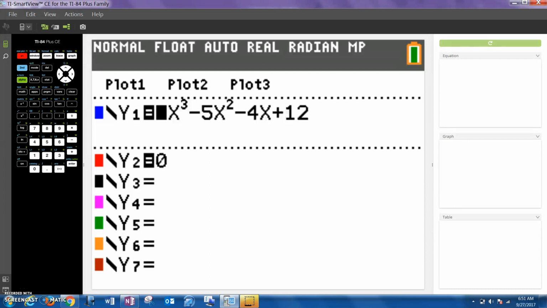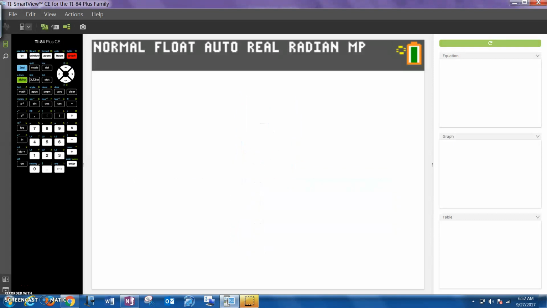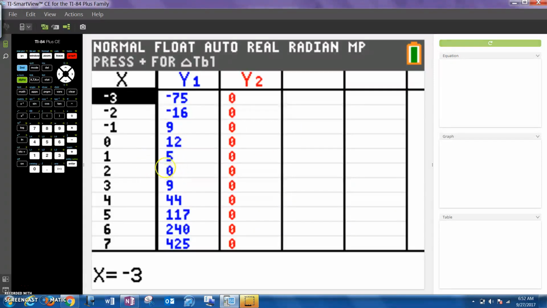So type this into your Y1, graph it, and what I do is I kind of just look and see if there are any nice looking zeros where it's hitting. It looks like at 2 we're hitting it. So what I do is I just go to second graph and look when x is 2, sure enough y is 0. So that's one of my nice zeros. So I'm going to use that one.